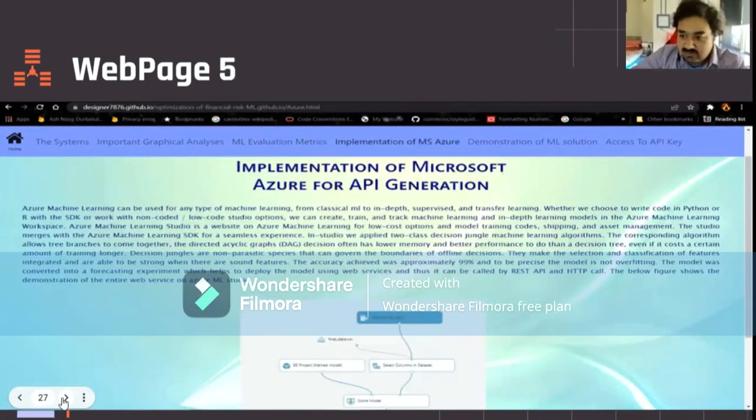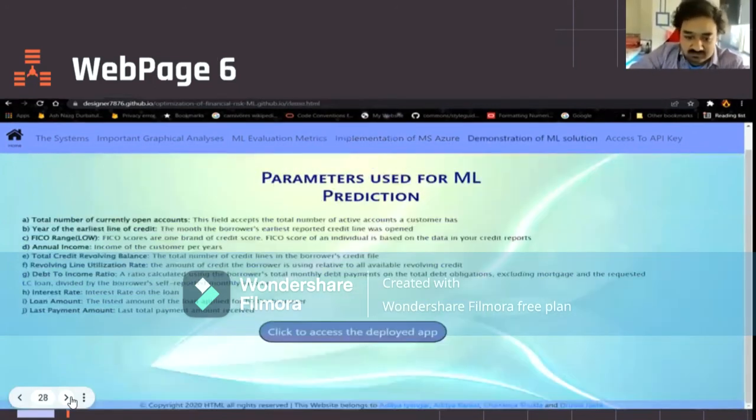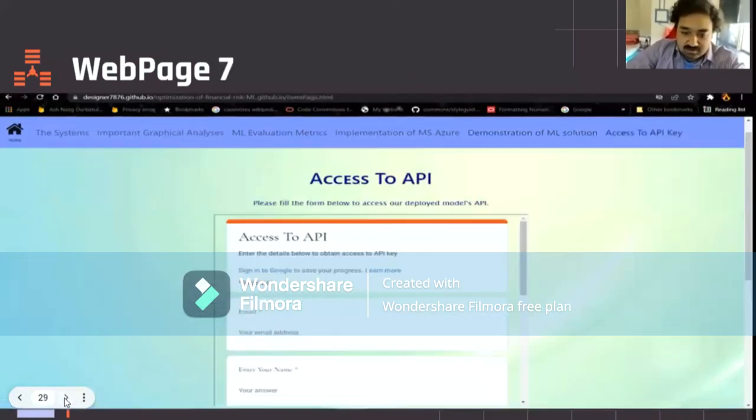In this page we have described all the model parameters. This is the Microsoft Azure page. Here we have described the API generation process. Next. This is the ML prediction page. Here we have described all the various input parameters, and we have also added a button to open the final app. Next. This is the access to API key page. This contains a Google form as shown here.